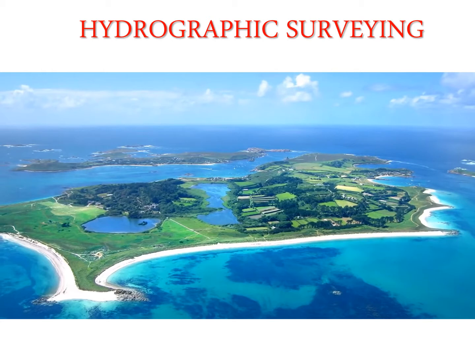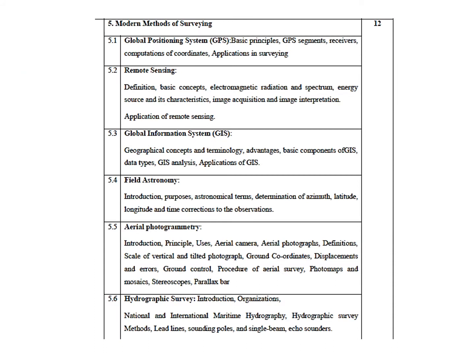This is hydrographic surveying. Just have a look at the fifth module. This is modern methods of surveying. In modern methods we have aerial photogrammetry. Before that we have covered field astronomy. Now we are going to start with 5.6, hydrographic survey.